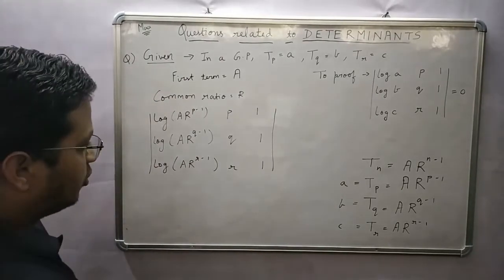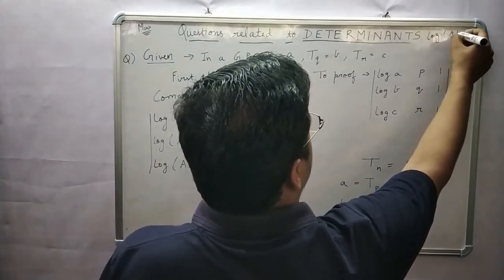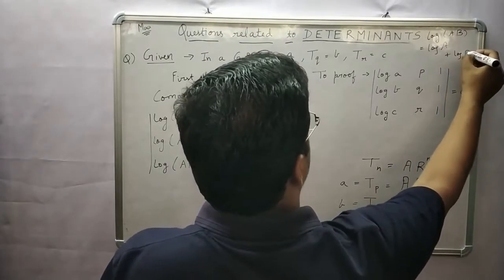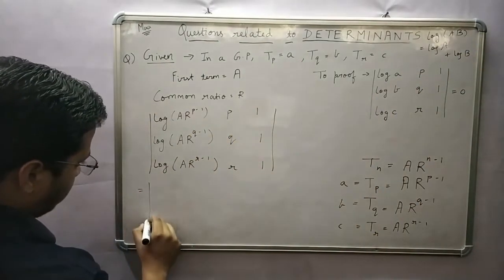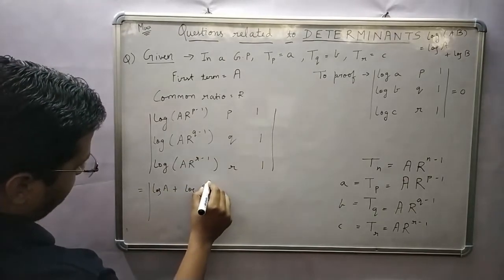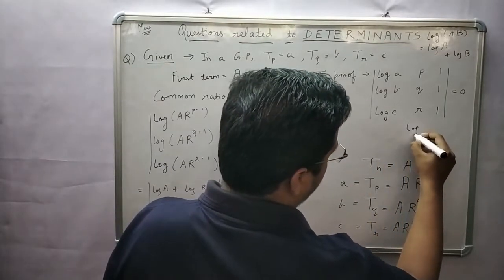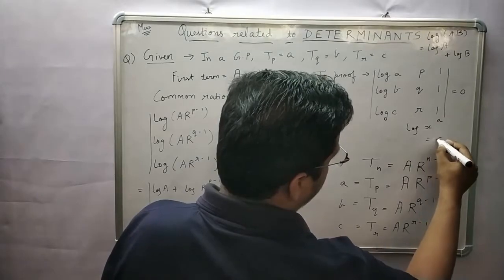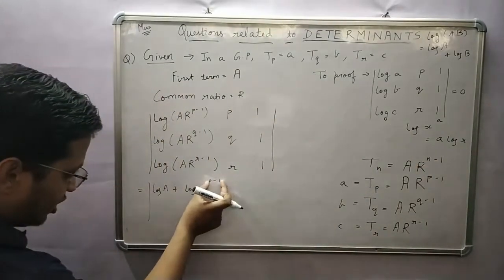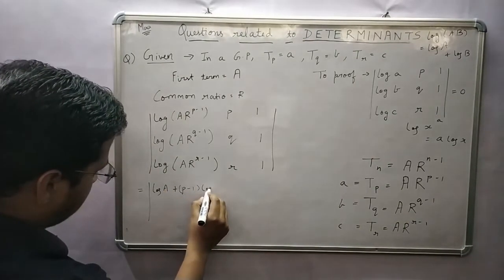Now from here we have to proceed. As you know, in logarithm, log of AB is equal to log A plus log B. So this we can write as log A plus log R to the power P minus 1. And in logarithm you also have another property: log x to the power A is equal to A log x. So the power comes outside. So here also this power will come outside, and this will become P minus 1 log R.